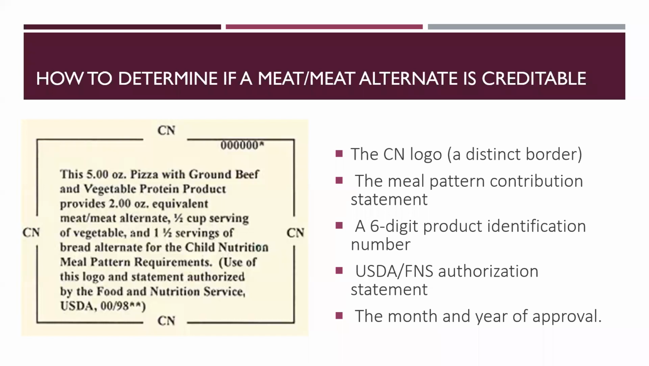You can see that the CN label has a very distinct border with CN in 4 different spots. It tells about how the meal pattern contribution works. It has a 6-digit product identification number. It has a USDA FNS authorization statement, and it has the month and year of approval.